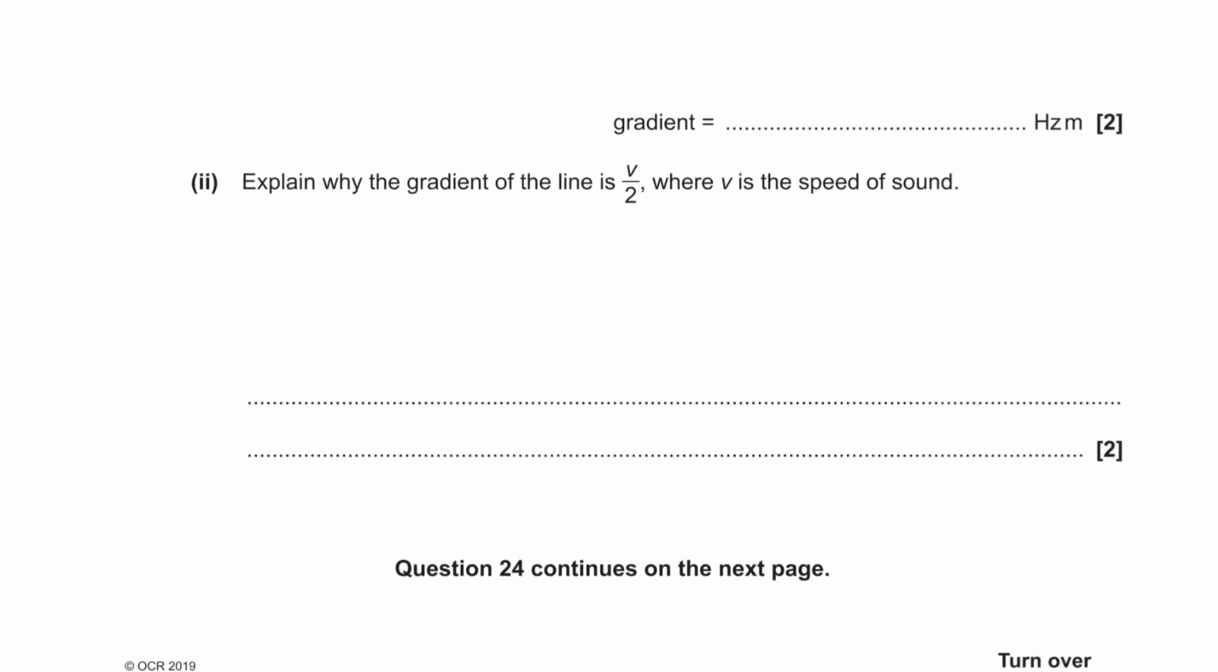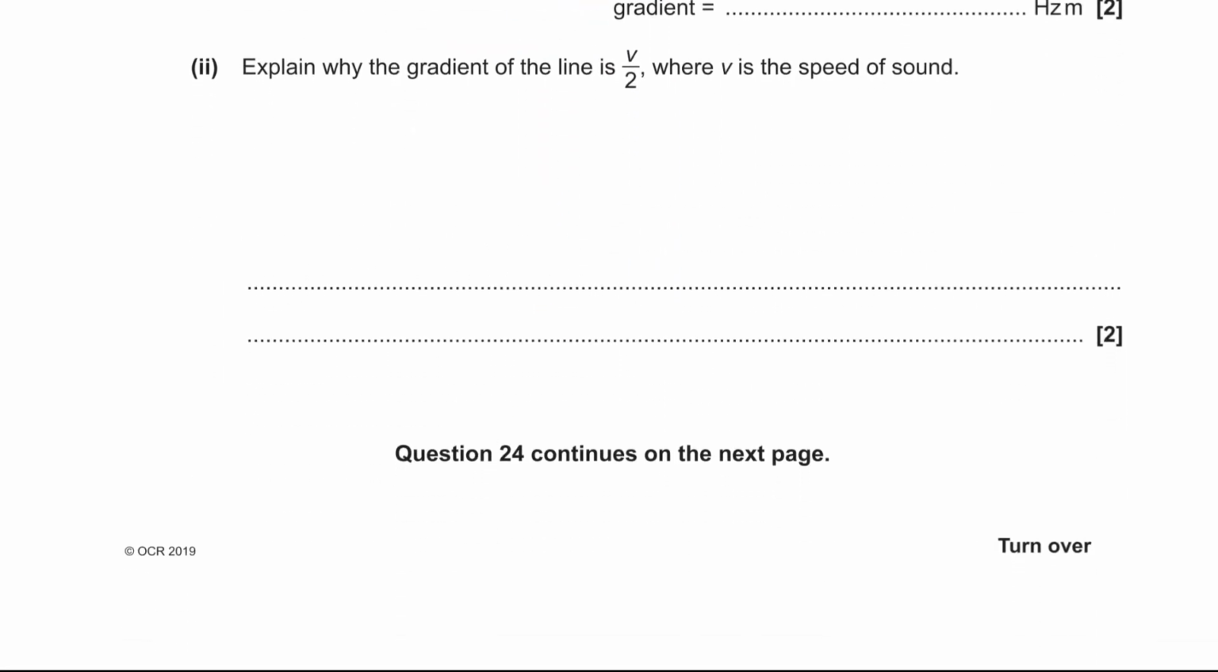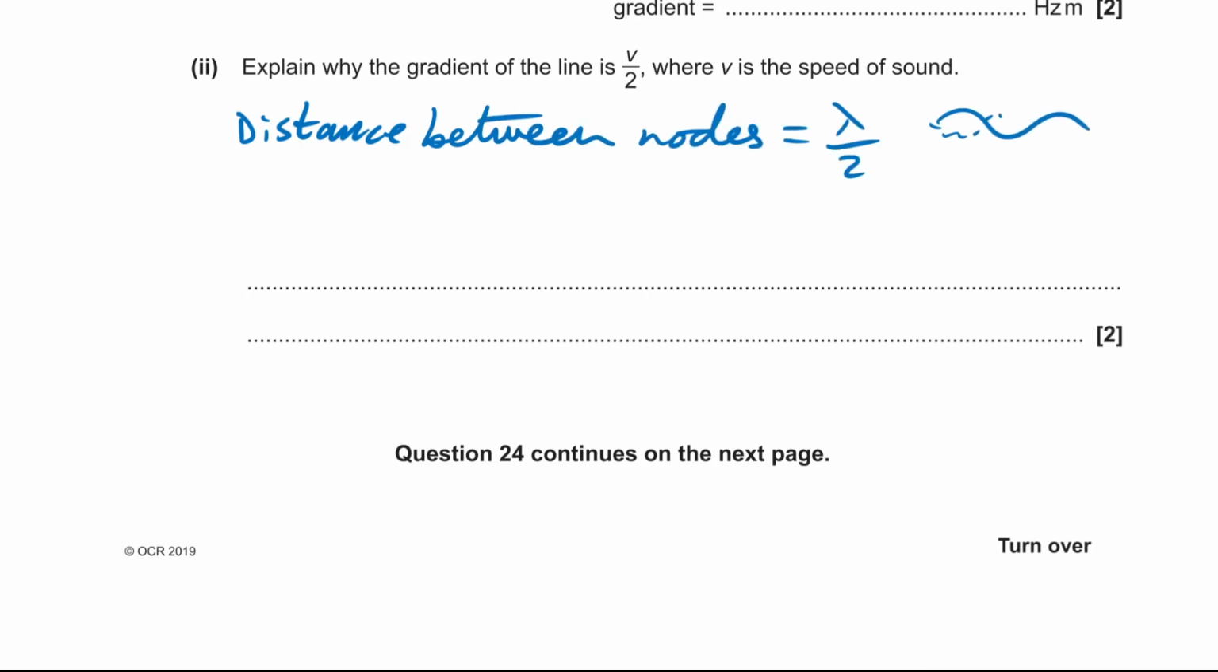Next, why is the gradient of the line v over 2, where v is the speed of sound? Well, let's have a look at what our axes are. We have f against 1 over L. Let's just have a think. Let's draw what the stationary wave looks like. We know the distance between nodes is not a full wavelength. It's half a wavelength, isn't it?